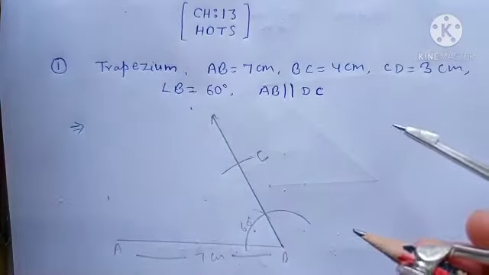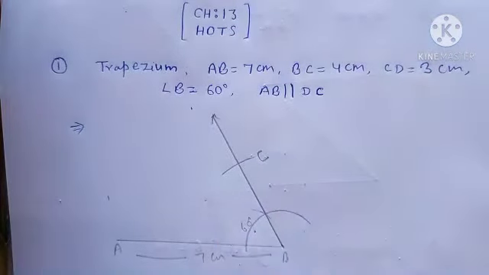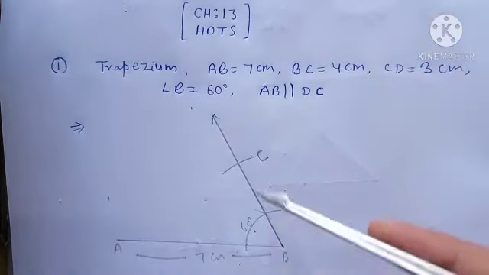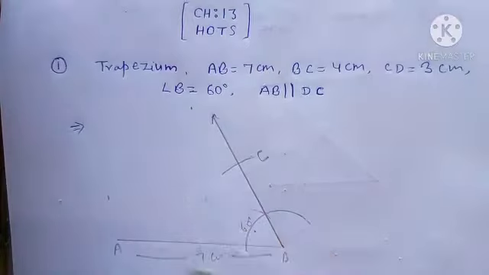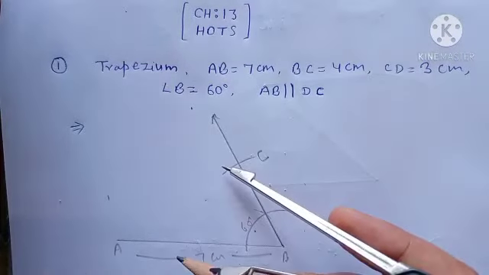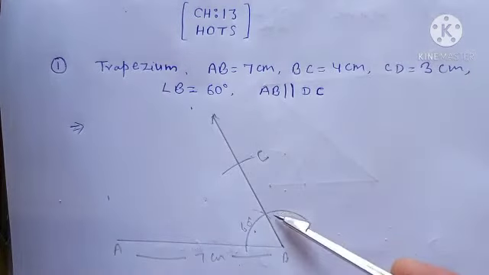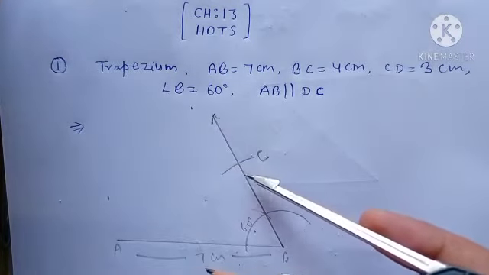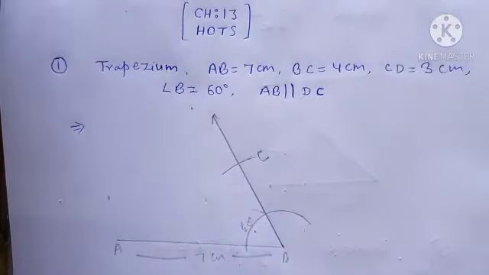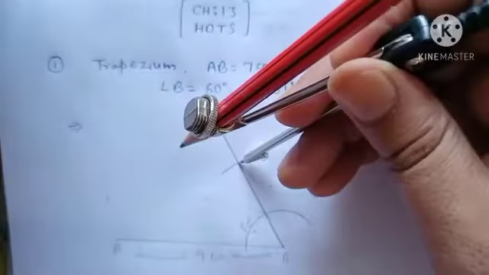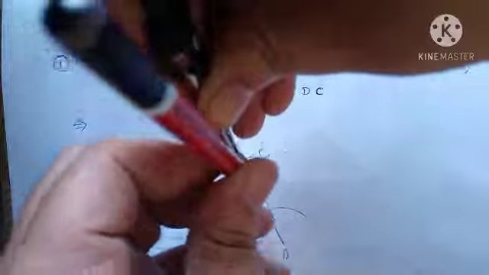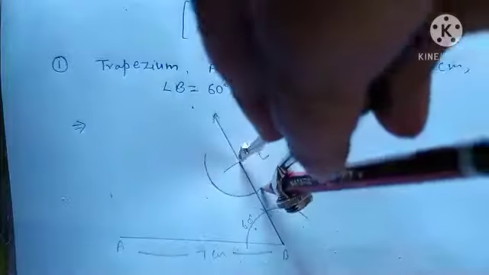Now in the question you have seen AB is parallel to DC. So here we know very well, if AB and DC are parallel, then the sum of two cointerior angles should be 180. If this angle is of 60 degree, then this angle will be of 120 degree. So at C we will have to make the angle of 120 degree. So we are going to draw angle of 120 degree at C.